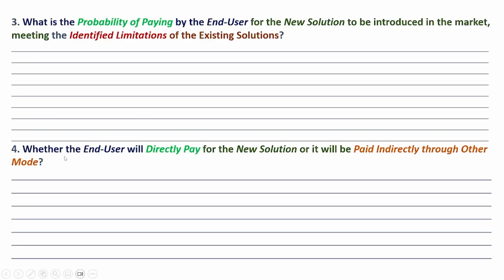So, we can ask them if this kind of solution would be available in the market soon, whether you will be paying for it or not. But then related to this question is a fourth question, which asks which mode they prefer to pay for it. So, let me read this fourth question for you too. Fourth question says whether the end user will directly pay for the new solution or it will be paid indirectly through other modes. Let me clear this question again with the help of certain examples.